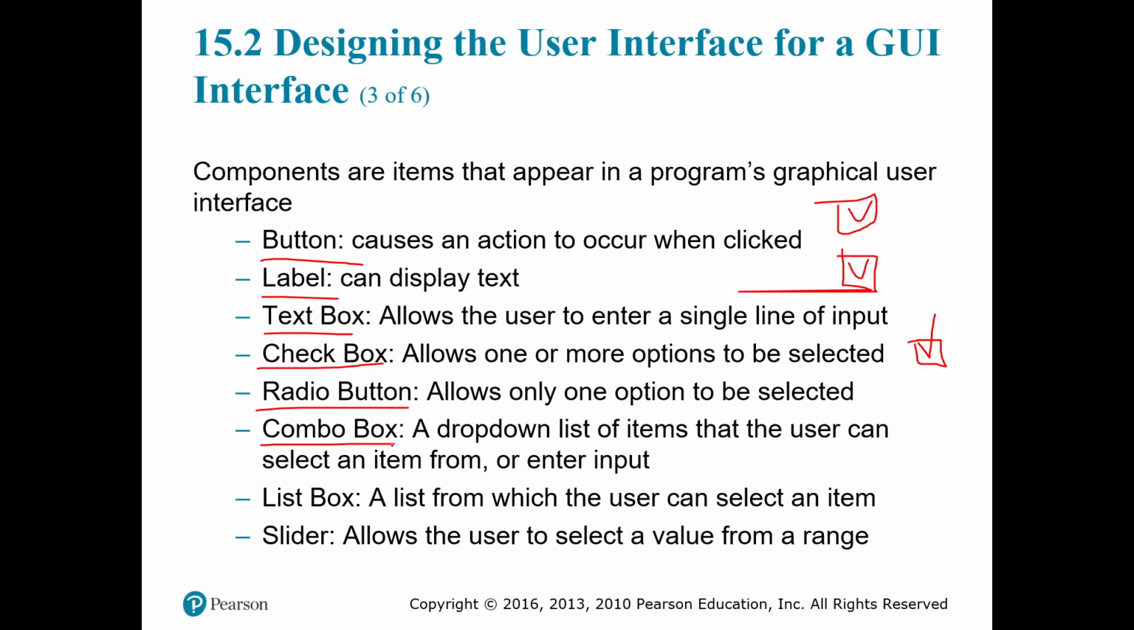Now, there's also a combo box, and the combo box is just a drop-down list the user can select items from, and there's a list box.